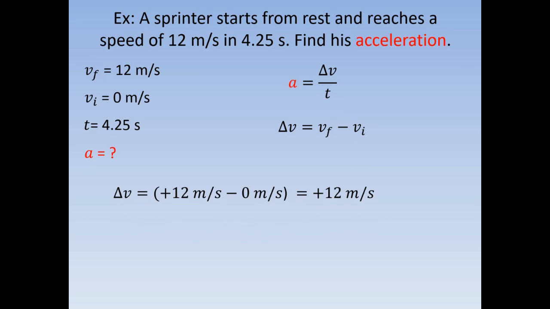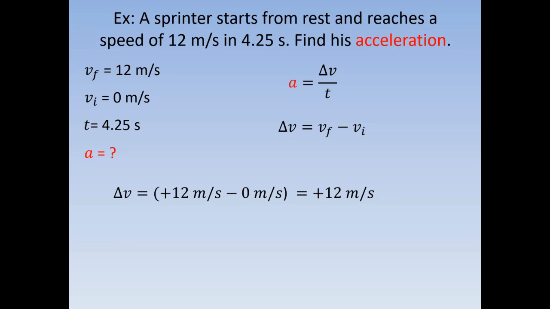We know that we had a velocity of 12 meters per second as our final velocity. And we're just going to assume that it was positive. It doesn't really give us a direction, so we're just going to say that was in the positive direction. So positive 12 meters per second minus the initial velocity of 0 meters per second, which is at rest. And we find that we have a change in velocity of positive 12 meters per second.